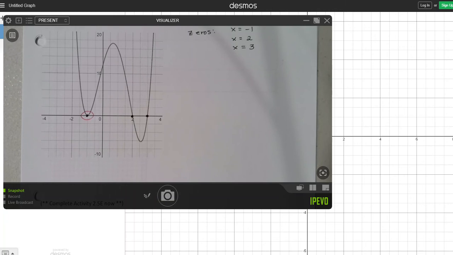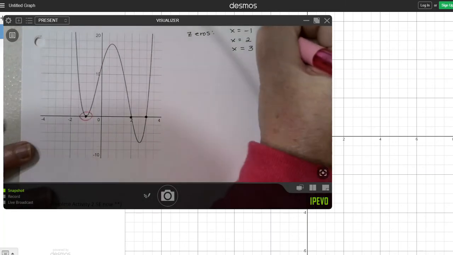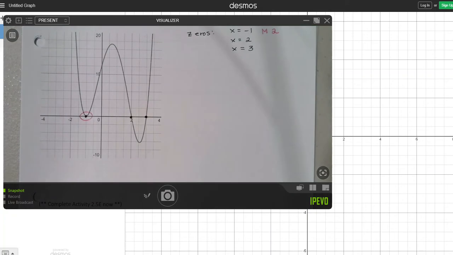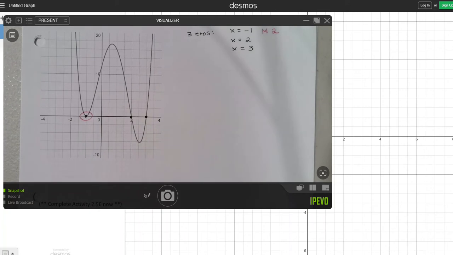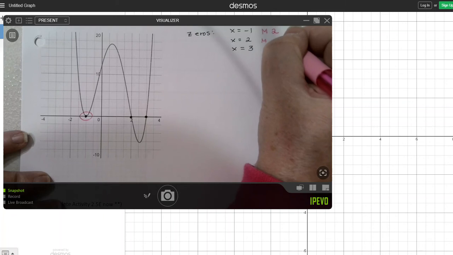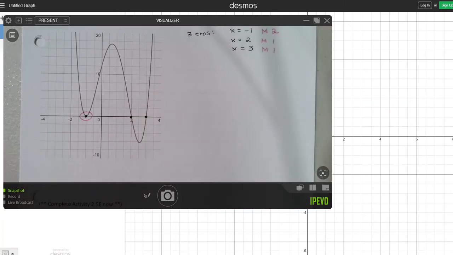That -1 has to have an even multiplicity. Multiplicity of 2 or 4 or 6 or something like that. Because the original directions said smallest possible degree, I'm going to use the smallest possible even number and say I think that has multiplicity 2. These two the graph cuts through. So those would be odd multiplicities. Smallest odd number is 1. And I don't see that wave shape telling me that it's anything higher, so I'm pretty comfortable with that.